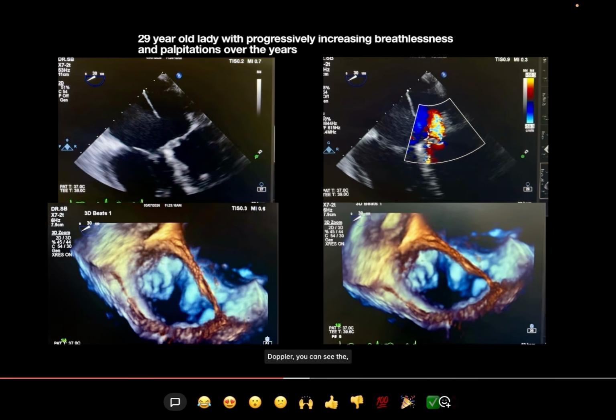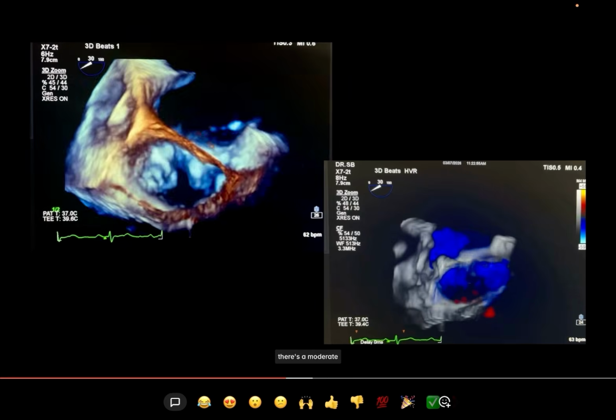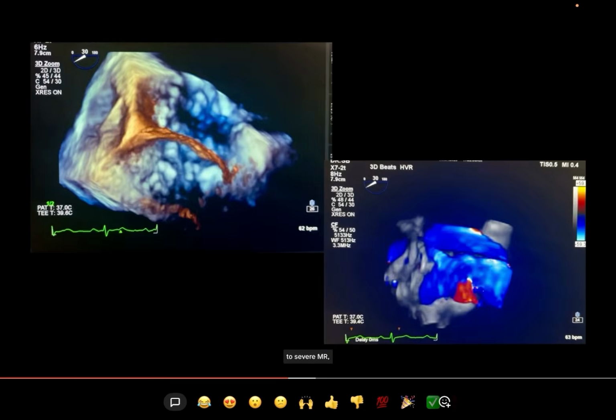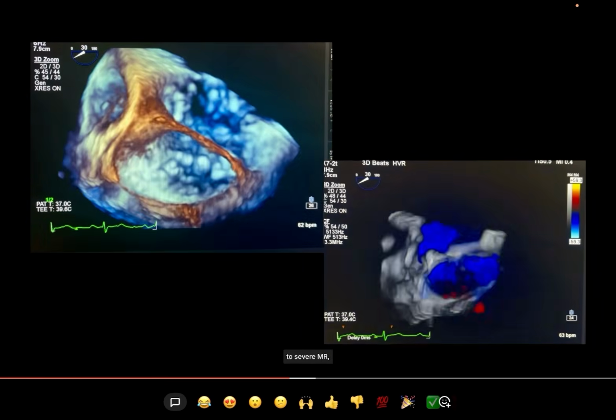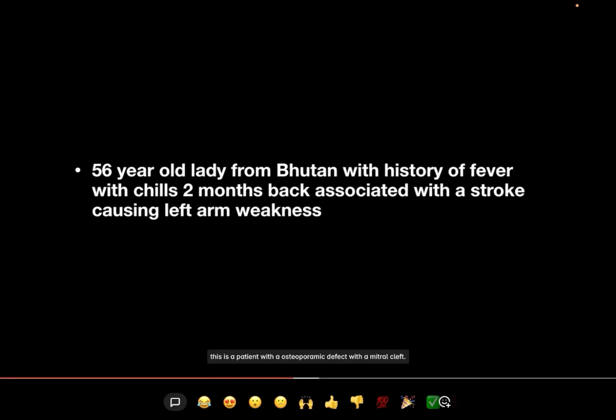On the 3D zoom, you can see a deep cleft in the A2 leaflet, and on the color Doppler you can see there's a moderate to severe MR originating from the cleft. So this is a patient with an ostium primum defect with a mitral cleft.